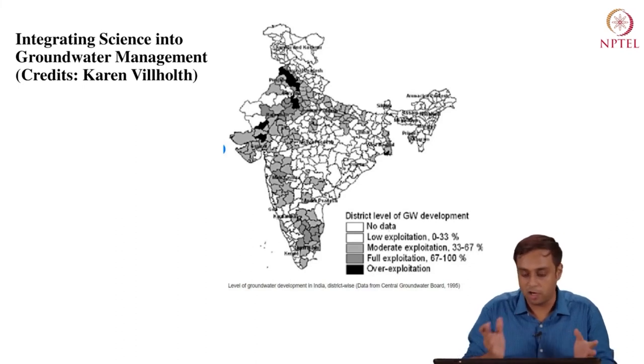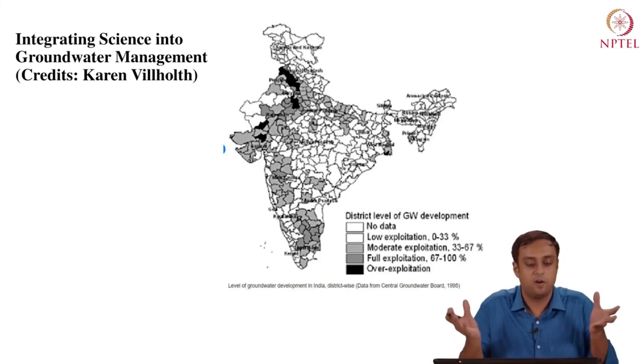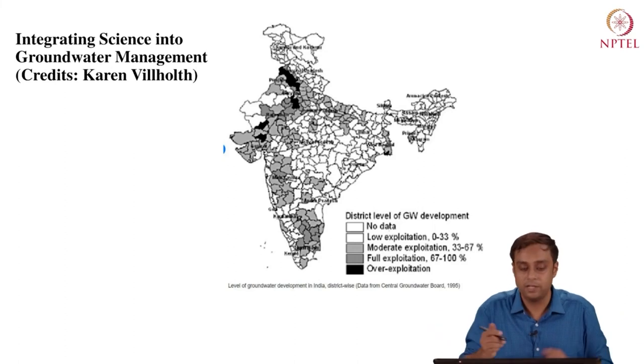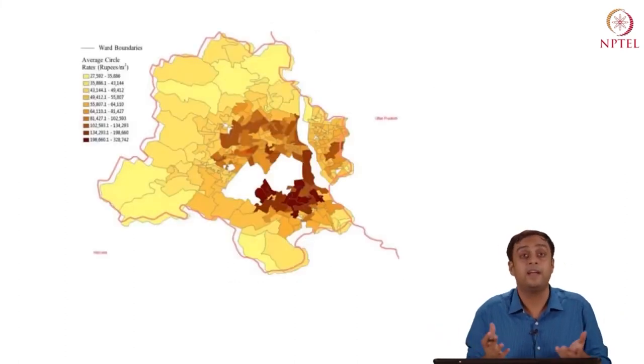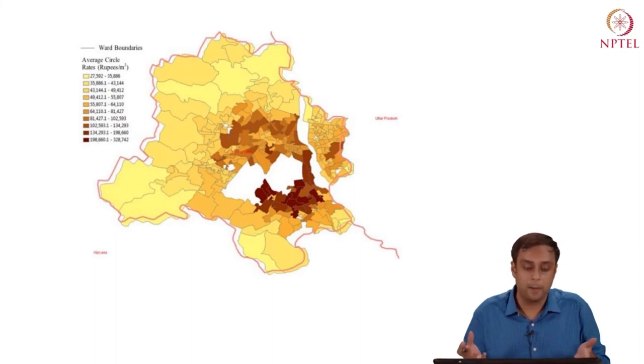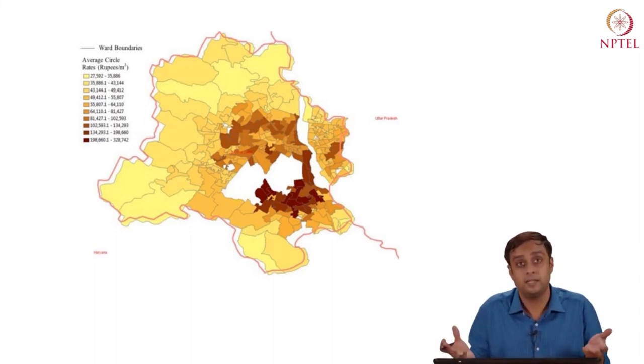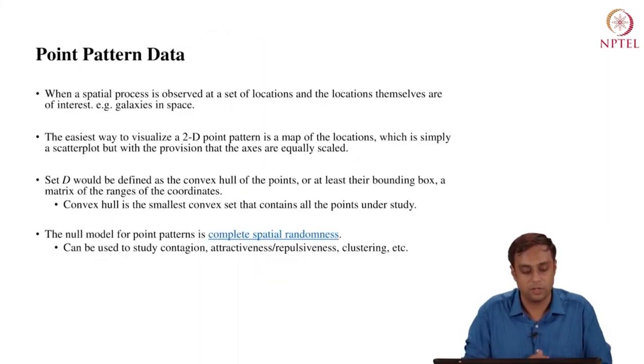So this is something we have talked about. Now we have integrating groundwater management at district level, right? So there are many applications as such. The real estate data that we saw for the National Capital Territory of Delhi was lattice data, right? So we have seen this and we have used this example multiple times throughout this course.